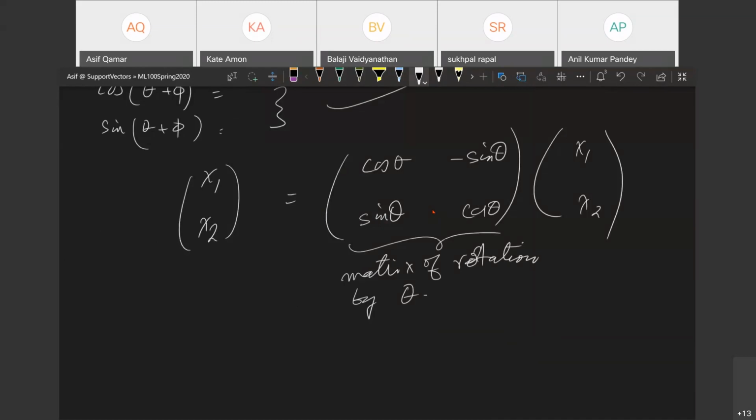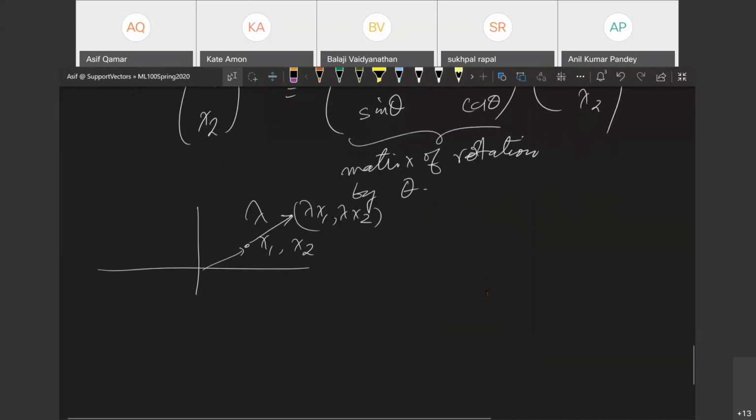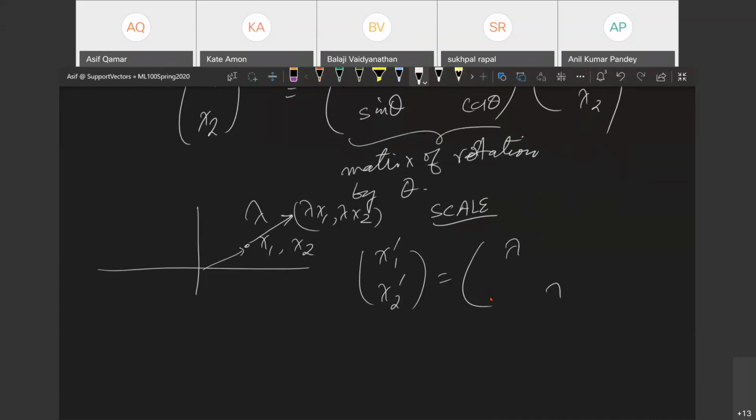This is one. Now, sometimes all you do is take a point, x1, x2, and you just stretch the vector. You multiply it by lambda. So you go to lambda x1, lambda x2. Do you realize that? We just stretch the points. So when you stretch it, you can write the stretching as actually scale. You can write it as x1, x2 prime is equal to lambda, and you can convince yourself that this is what it is, times x1, x2. So, scaling matrix.